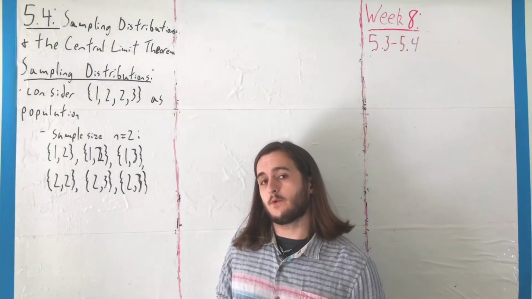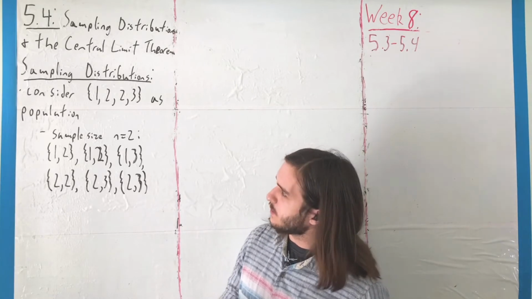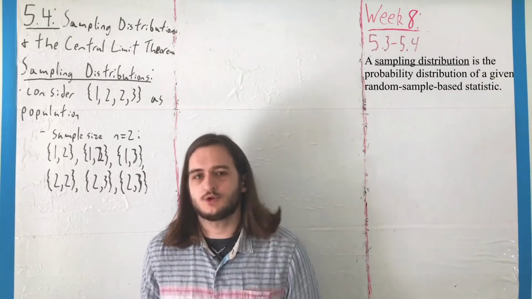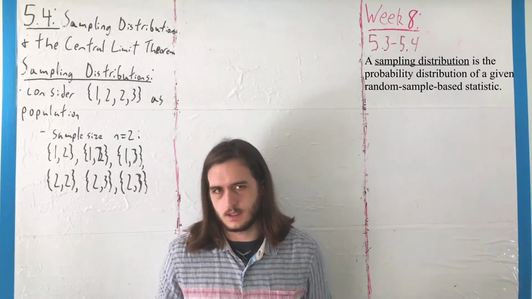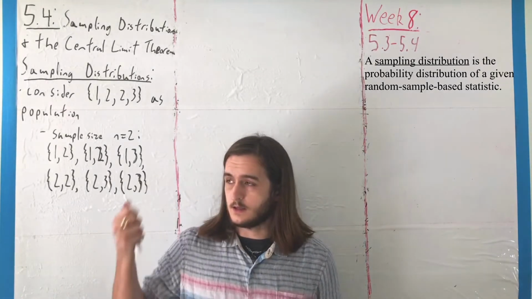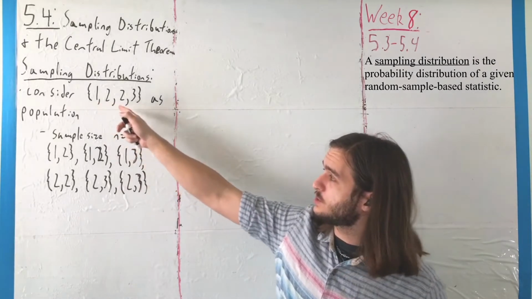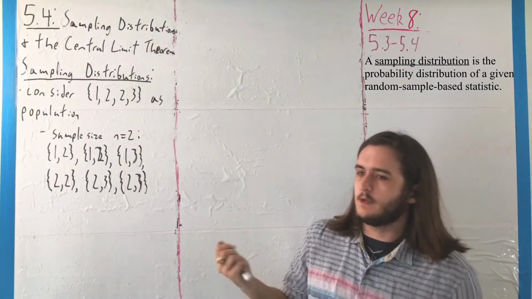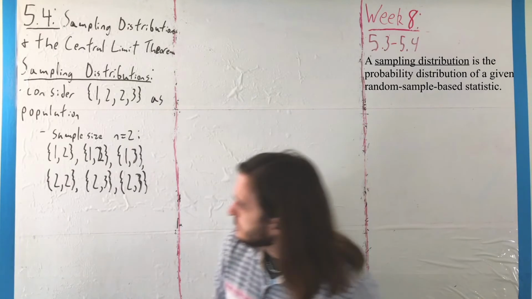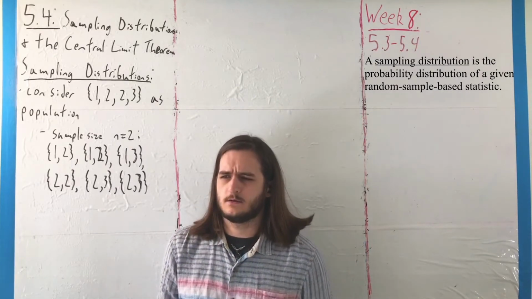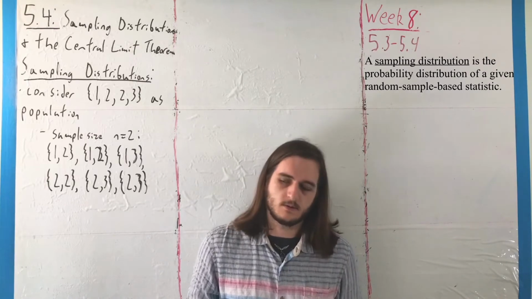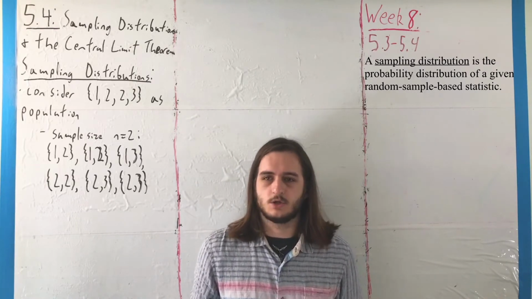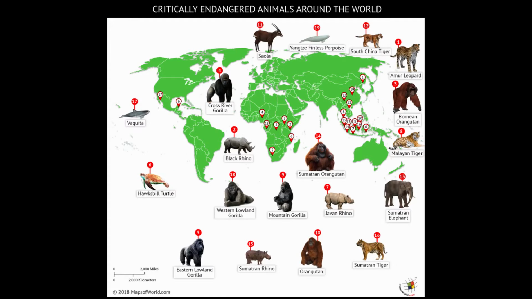So moving into 5.4, we have to start by talking about a thing called a sampling distribution. To get a sense of what a sampling distribution is, we're going to start with a basic example, where we're going to take the set 1, 2, 2, 3 as a population. It's a population of rare, not very numerous things, I suppose, so maybe we'll say this is a population describing critically endangered animals of some sort.